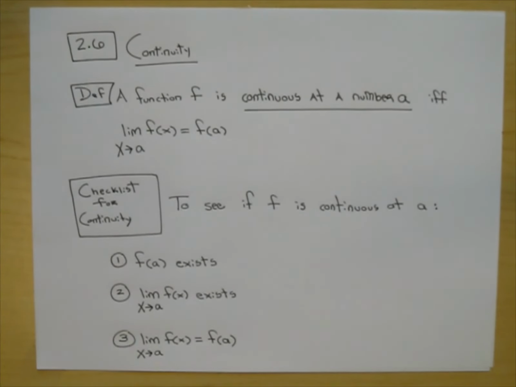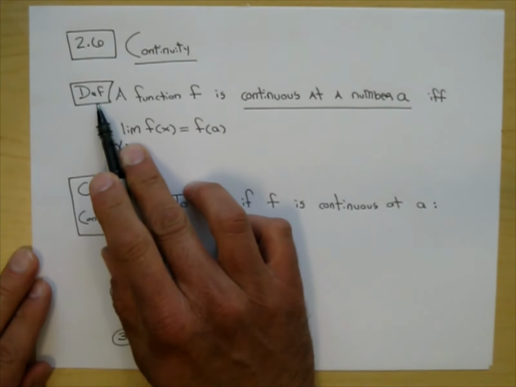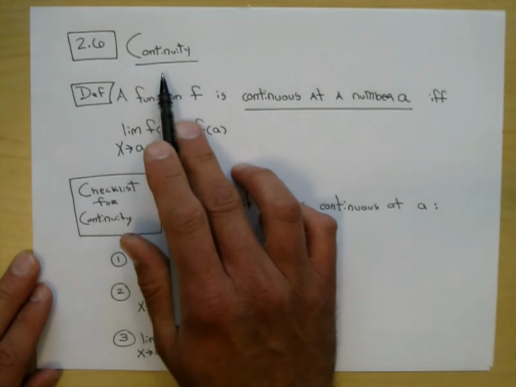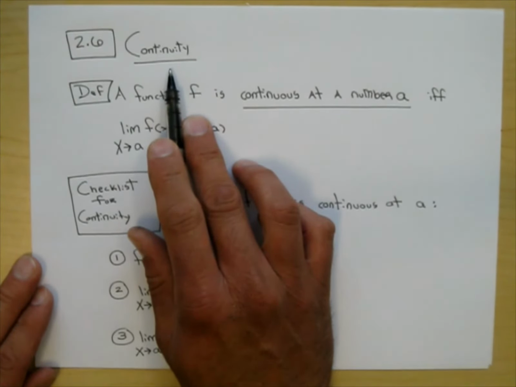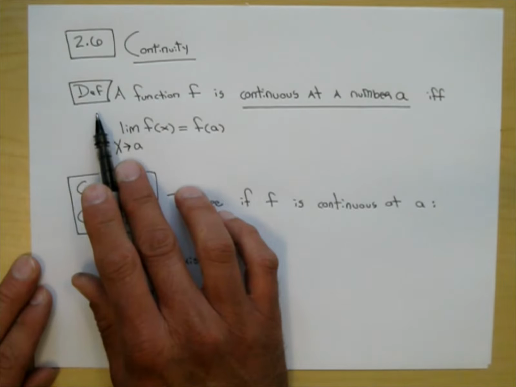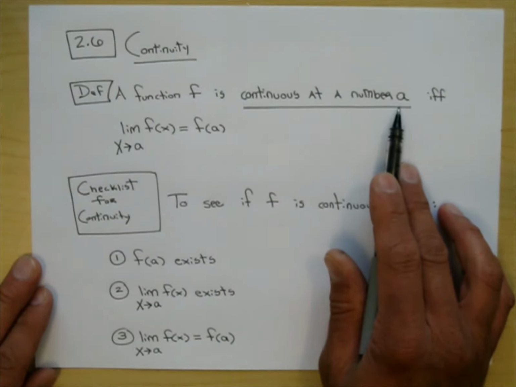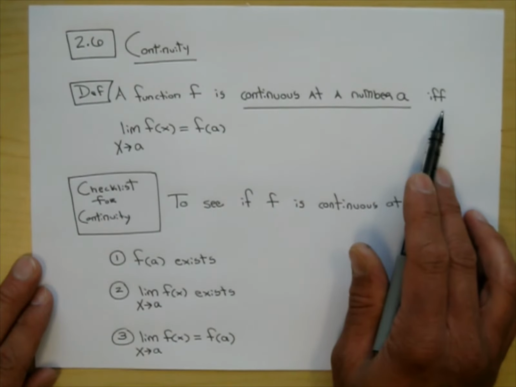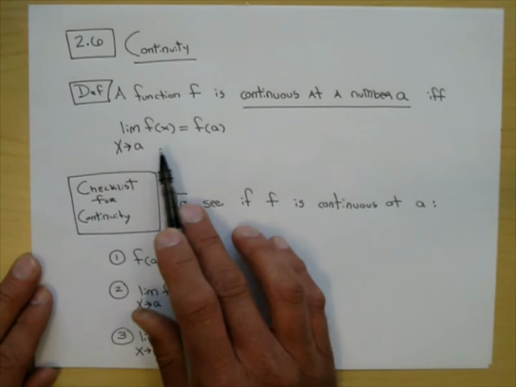So we're going to start off this lecture with a definition. We've been doing limits, and now we're changing to one section of continuity before we get into the important derivative. So, definition: a function f is continuous at a number a if and only if the limit of f as x approaches a equals f of a.